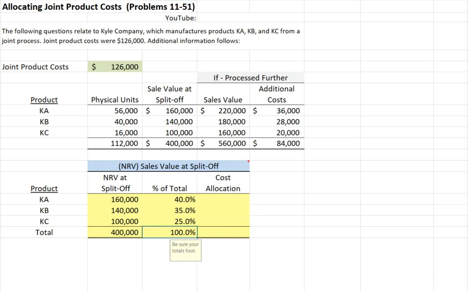The cost allocations then. Product Ka, 40% of the $126,000 or $50,400 will be allocated to product Ka. 35% of the $126,000 or $44,100 will be allocated to product Kb. Then finally, Kc will be allocated $31,500 in cost, and we have indeed allocated the full joint production cost.